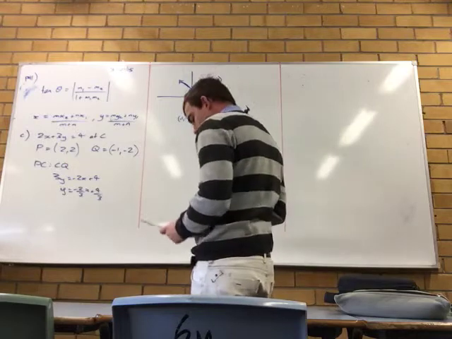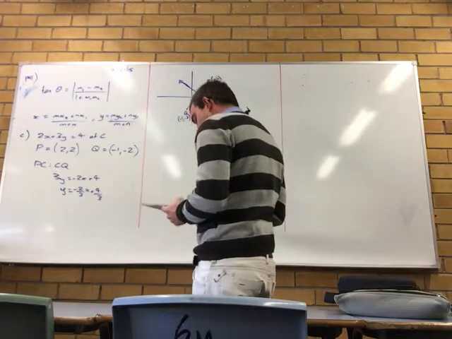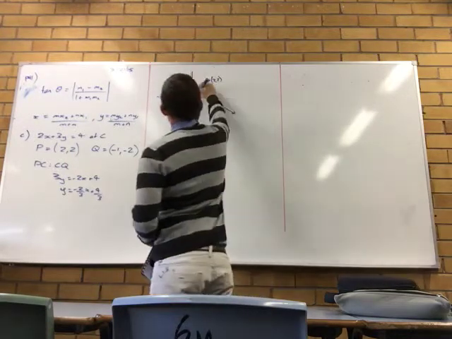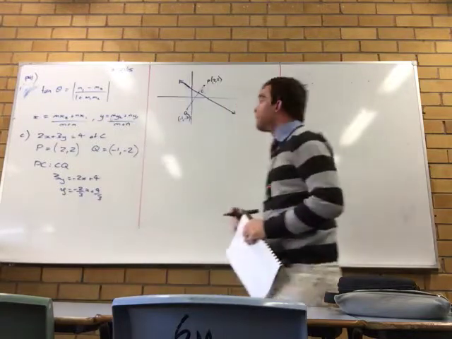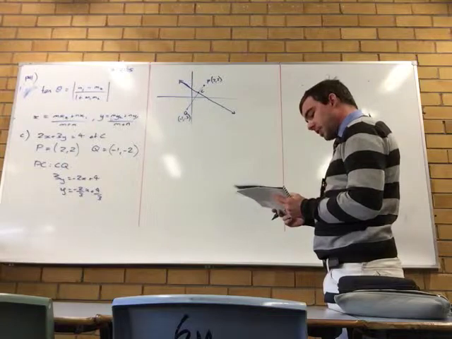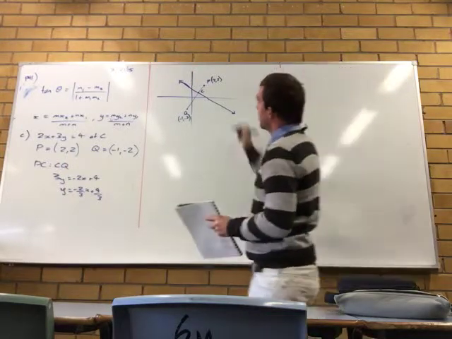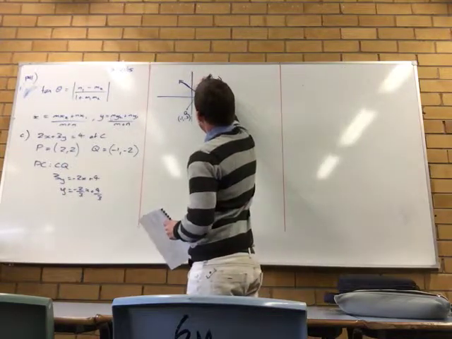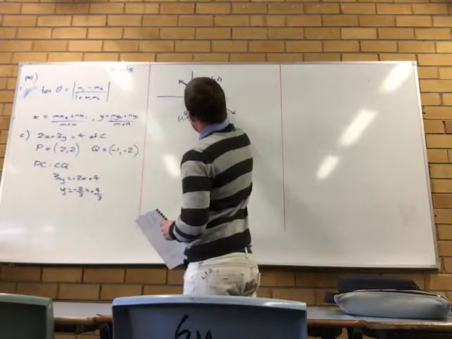Okay, so this equation is the line. The PQ meets the line at C. So that's the intersection there, C. So find the ratio PC. So essentially we are finding M and N there.